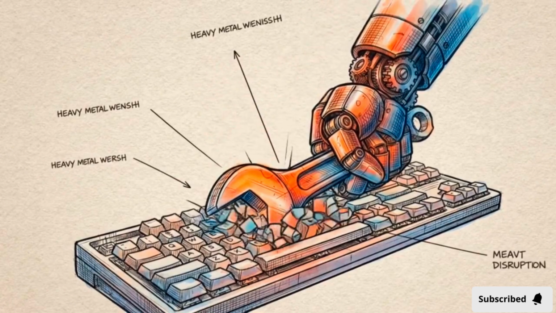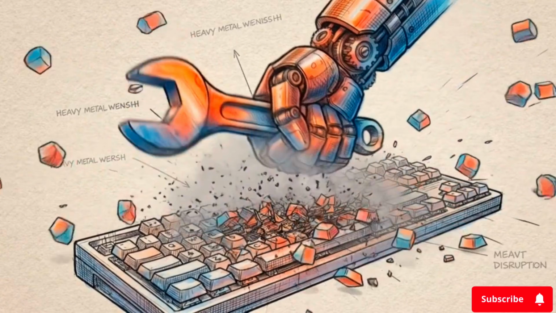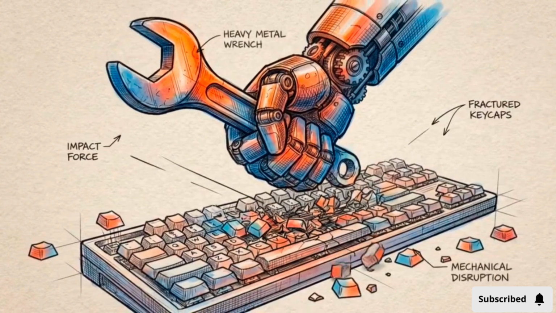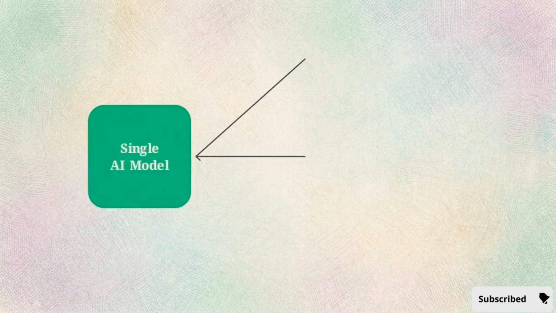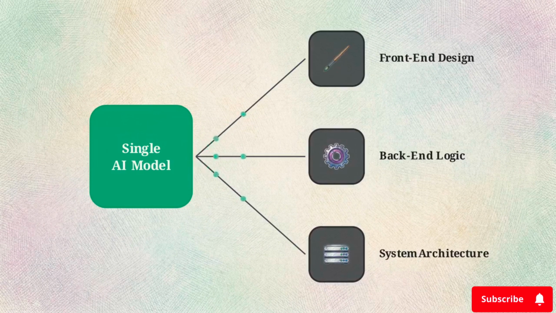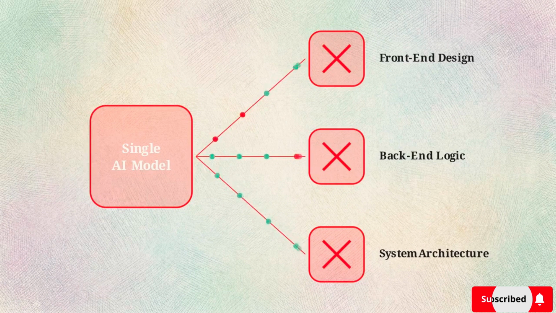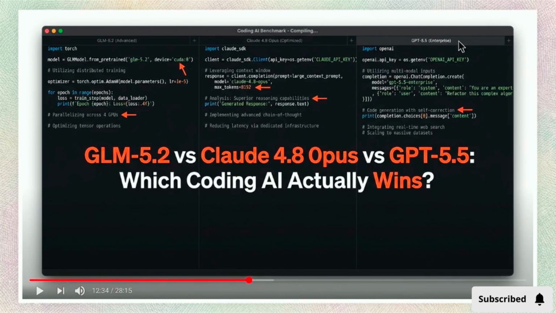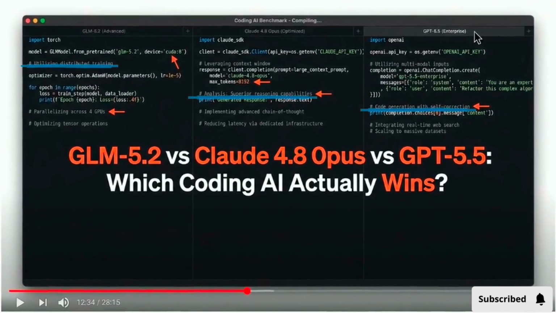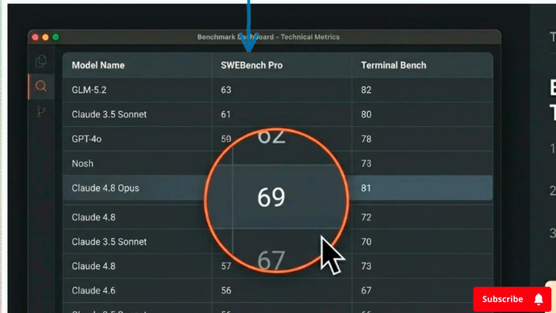Most developers treat AI coding assistants like a universal wrench, forcing one model to solve every problem in their codebase. But relying on a single engine for front-end design, back-end logic, and system architecture often leads to compromised results depending on the specific complexity of the task. This comparison of GLM-5.2, Claude 4.8 Opus, and GPT-5.5 shows that while these models share core functionality, they exhibit performance peaks in different areas, from distributed training and reasoning to self-correction.